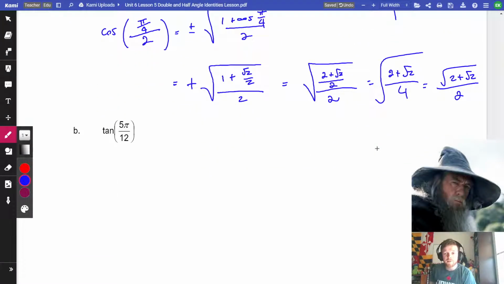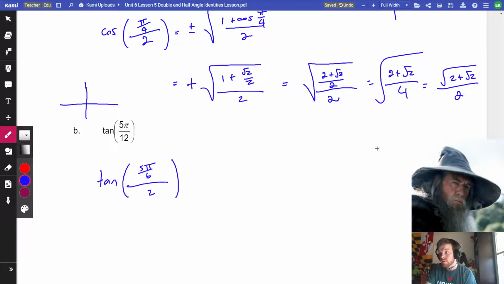Right. Tangent 5 pi over 12, same thing. This is going to be a half angle formula. Tangent of 5 pi over 6 over 2. Right? 5 pi over 12 is in the first quadrant. Right? 6 pi over 12 is pi over 2. So 5 pi over 12 is going to be like right here. We're going with the positive value. Tangent is positive in the first quadrant. Right? So plus or minus, we're going with the positive one.